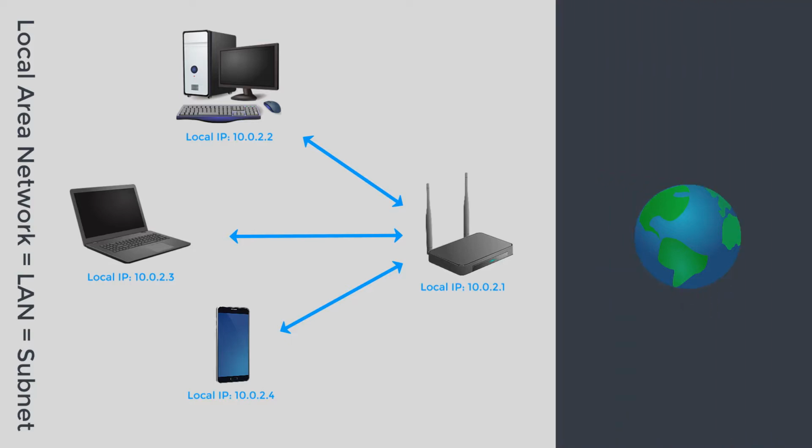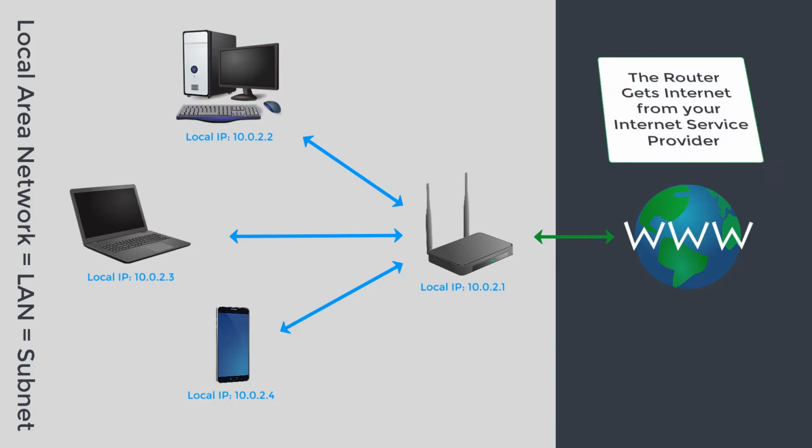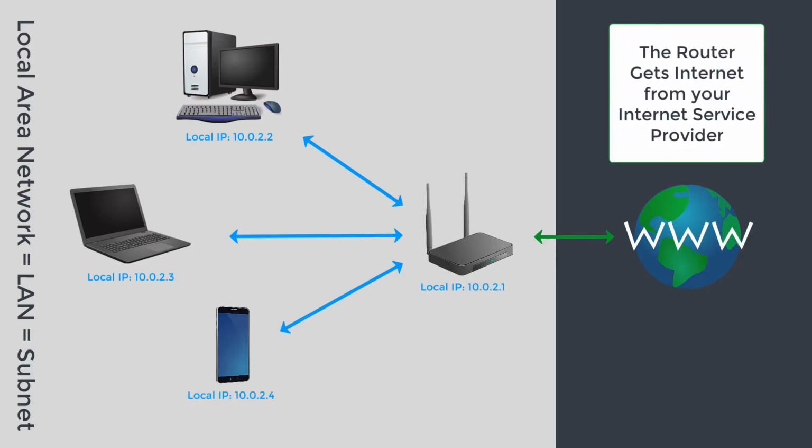To the right of this infographic you see the router's connection to the World Wide Web, or the Internet. The router gets internet from your internet service provider. This could be Verizon, AT&T or any other that you might be using. At the same time, your internet service provider assigns a gateway IP address to your router. This means that your router has a local IP address and a gateway IP address at the same time. The local one is used to communicate with the devices on the left of the infographic, or the subnet devices, while the gateway IP address is used to communicate with the internet.